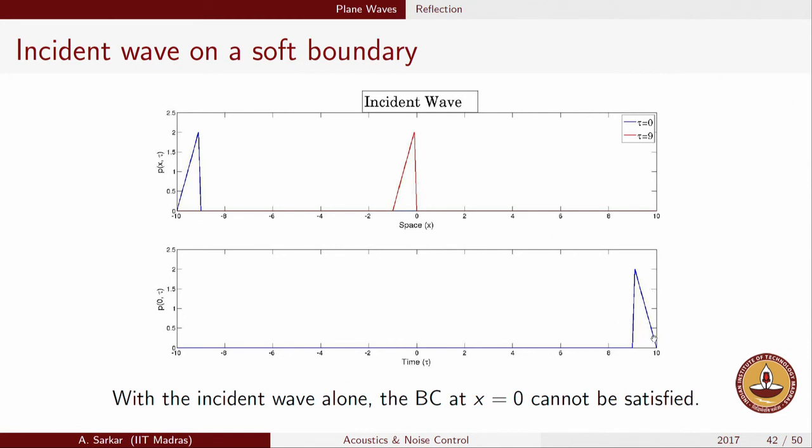So, now you can realize that there is going to be some trouble, because at x equals to 0, between tau equals to 9 to tau equals to 10, I should not say seconds because this is our rescaled time, the pressure is not 0, right. We were interested to firstly solve for the soft boundary condition or the Dirichlet condition where the pressure is supposed to be 0. If you have only a forward wave and nothing else, then you readily see that the forward wave brings out a non-zero condition at x equals to 0.